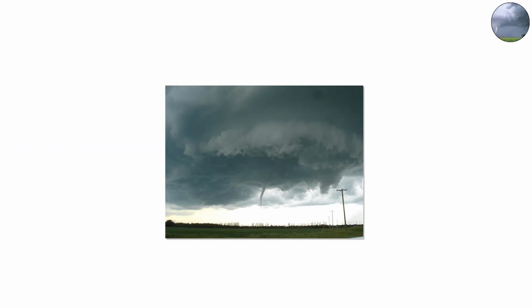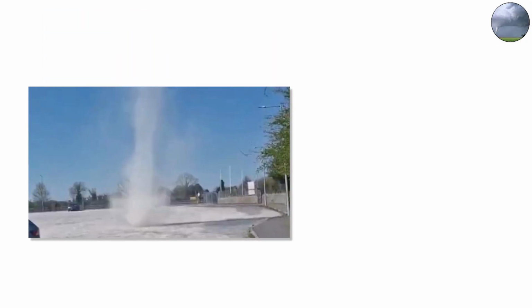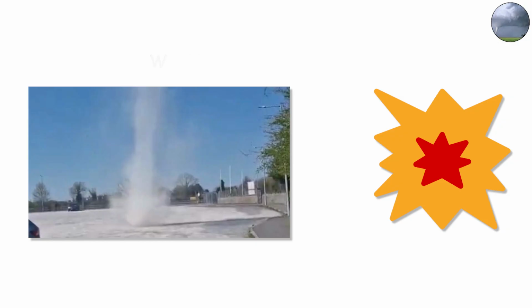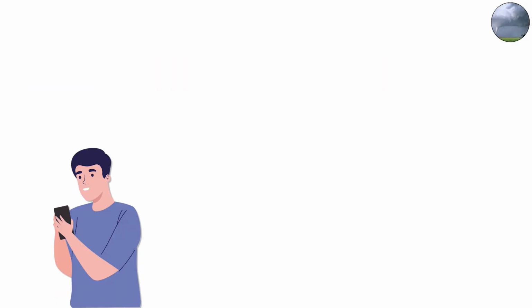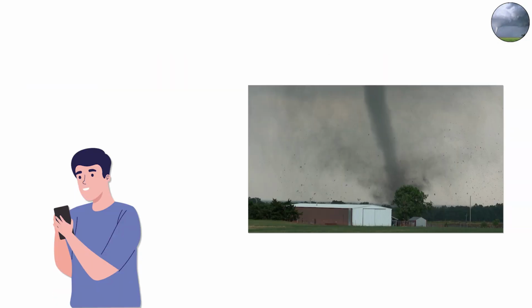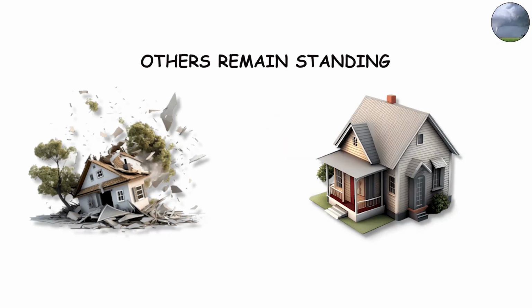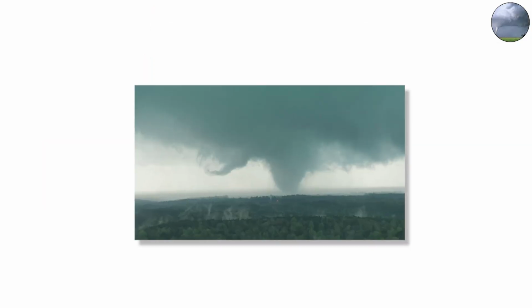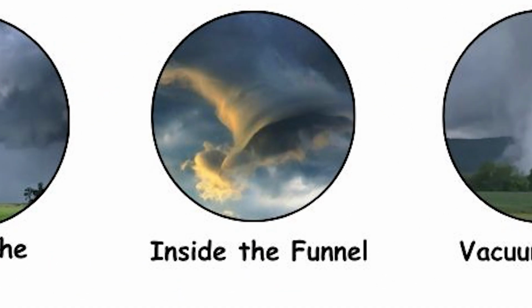Outside the main funnel are smaller, secondary vortices that orbit the main core. These mini tornadoes can cause streaks of extreme damage even within a single street. When you see videos of a tornado tearing through an area and some houses are completely gone while others remain standing, it's often because of these smaller, intense suction vortices. Part 3. Inside the Funnel.